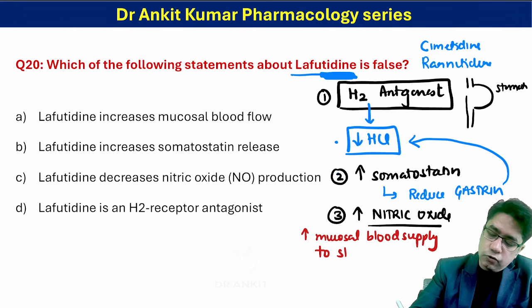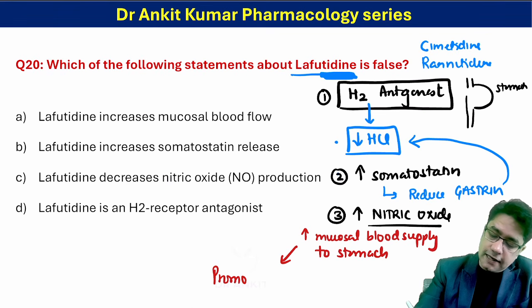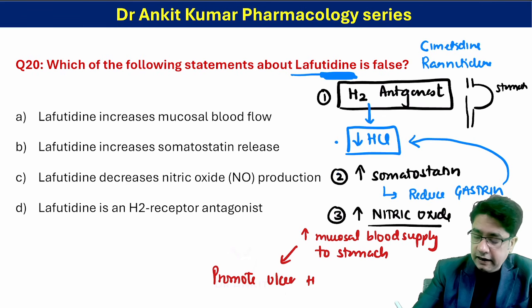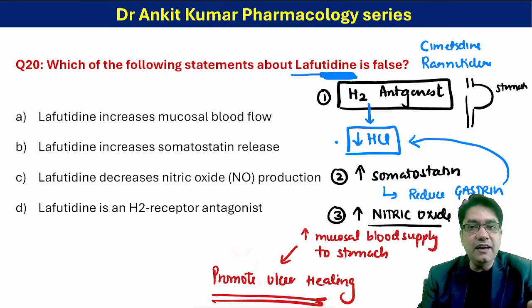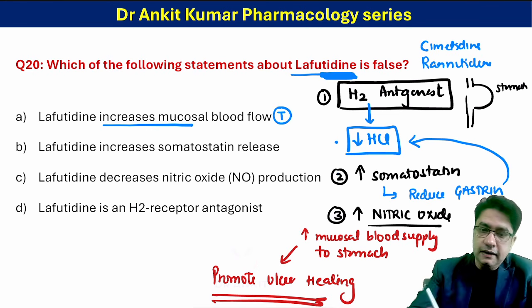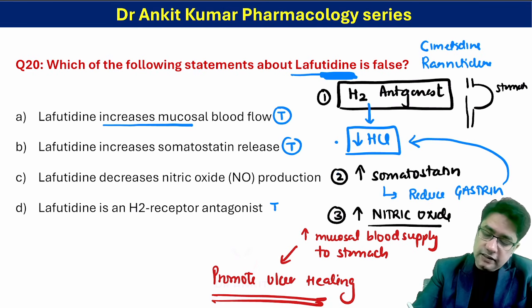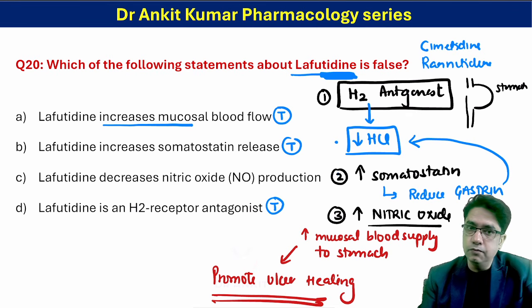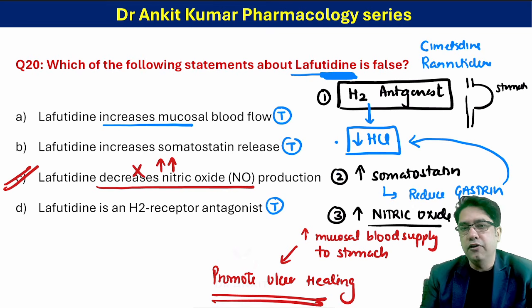So because blood supply to stomach is increased, what do you think will happen to ulcer? So it will promote ulcer healing. So if there is already an ulcer, it causes ulcer healing also. So that is why lafutidine is becoming a very famous drug. So keeping this thing in mind, can we say lafutidine increases mucosal flow? Absolutely true statement. It increases somatostatin level. Yes, it thereby reduces gastrin production. It is an H2 receptor or histamine 2 receptor antagonist. True. Now, which is the incorrect statement? That is C. Lafutidine does not decrease nitric oxide production. It rather increases nitric oxide production.